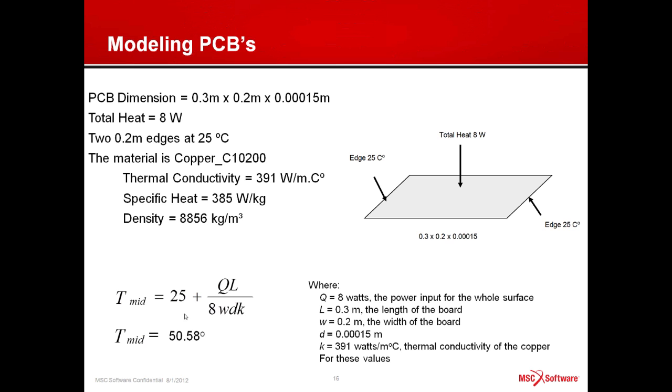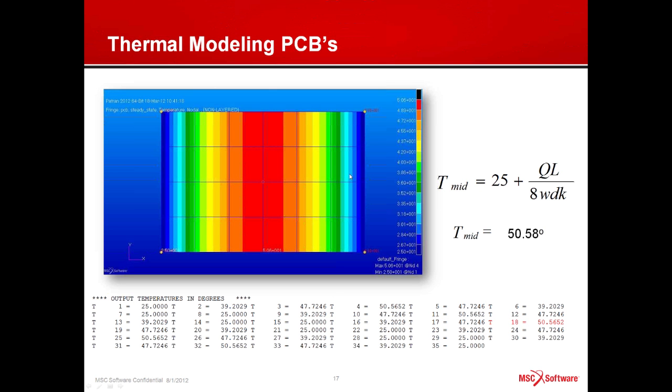We give you a little formula in one of the workshops saying the middle temperature should be, in this case, 50.58 according to this formula. Then we build a Patran model, put a uniform plate into the same size plate, and we get 50.58 in our Sinda model that's built in Patran. So that's how you can just do a simple PC board, uniform power over it.